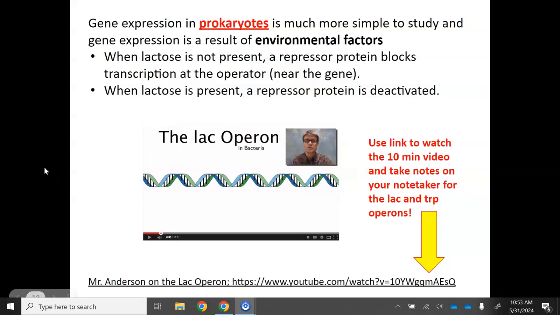Okay, so the lac operon, just as a recap, is an inducible operon. That means it's naturally going to be in the off position and it has to be turned on. It gets turned on by the presence of an inducer, which would be lactose in that case. That way it can break down the lactose in the environment. And the trp operon is opposite.